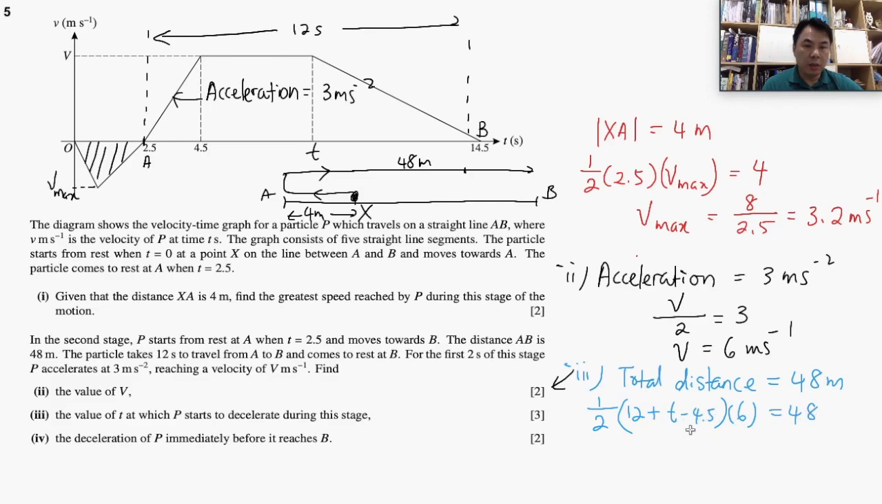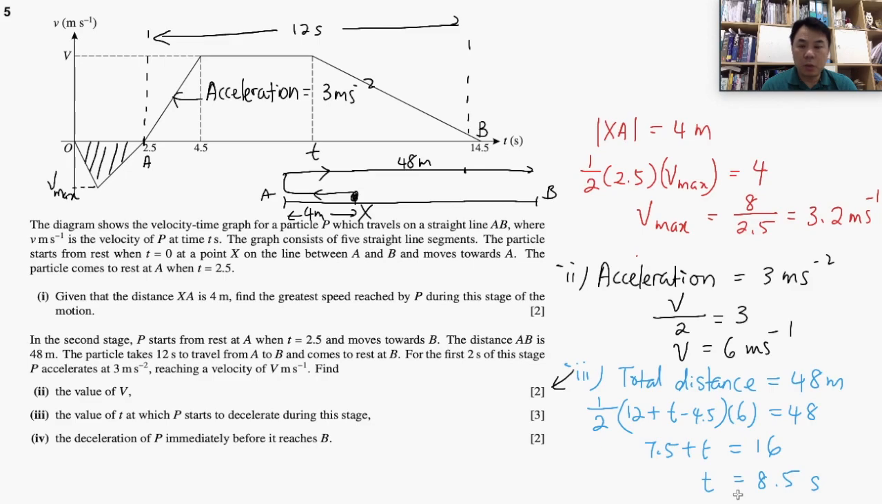Okay, from here, I try to simplify that. Let me see. We have 36 here. That is actually 87.5 plus t is equal to 16 here. Yeah, equal to 16 there. Therefore, the time t that we are looking at is, let me see, is it 8.5? So 8.5, yeah, 8.5 seconds. So the value of t at which P starts to decelerate during this stage is 8.5 seconds. Okay, so I hope that's clear.